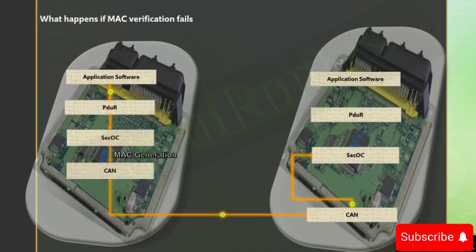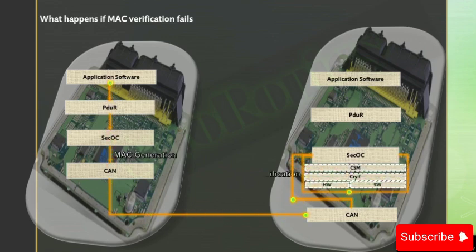On the receiver side, the MAC verification is then done in the AUTOSAR crypto stack. So what is the meaning of MAC verification? MAC verification is the process of calculating the MAC again with the received data and the freshness value, along with the same secret key which we used on the sender side.